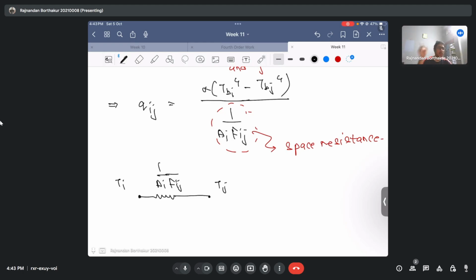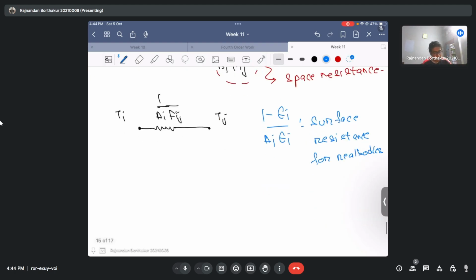In real bodies, there is one more resistance, known as surface resistance, that arises typically because your radiosity and your emissive power are not the same in case of real bodies. You have already seen that there is one more resistance. It is 1 minus epsilon I by Ai epsilon I, and this is known as the surface resistance for real bodies. Of course, this term is not there if I have a black body in the picture.